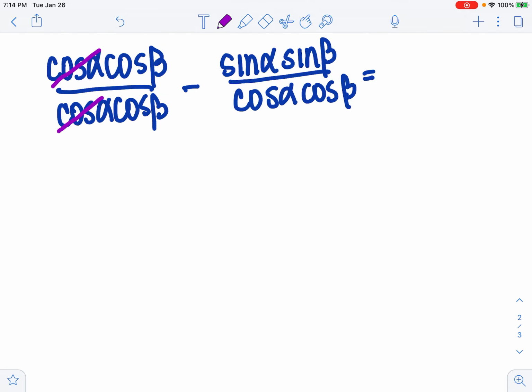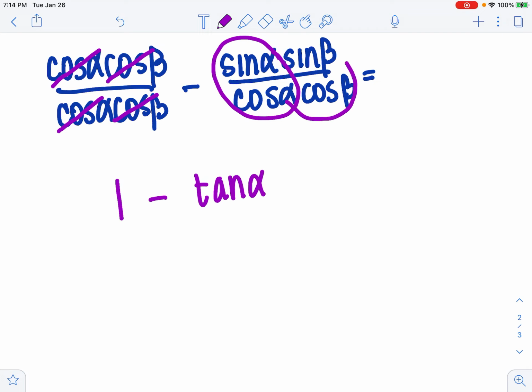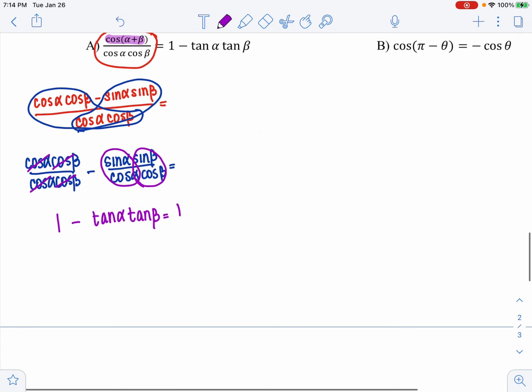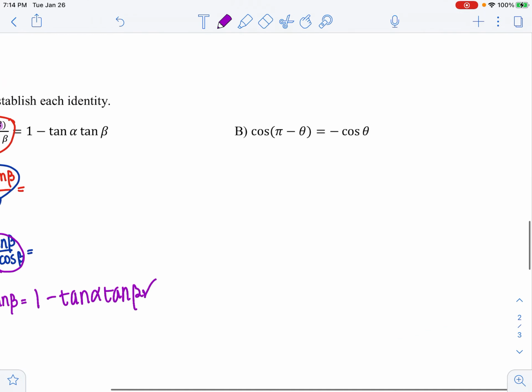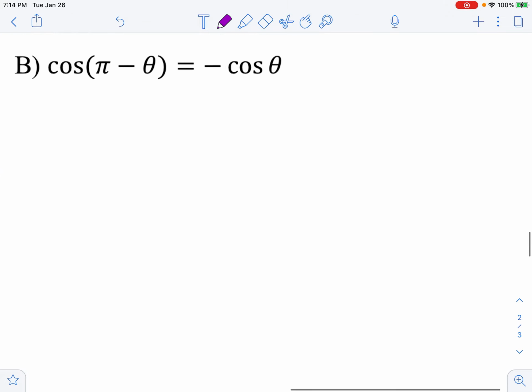So now I can clean this up, all right? Factor of cosine of alpha, factor of cosine of alpha, factor of cosine of beta, factor of cosine of beta. That's 1 minus sine over cosine of alpha, which is tangent of alpha. Sine of beta over cosine of beta is tangent of beta. And you're there. Pretty great, huh?